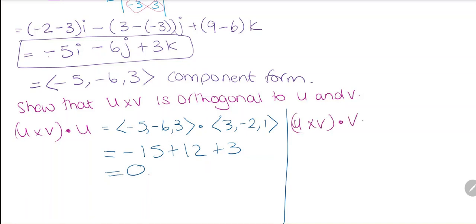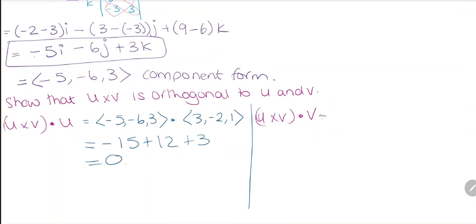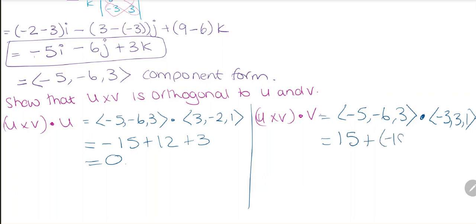Now u cross v multiplied by v. So this is going to be minus 5, minus 6, 3 multiplied by v. And the question says minus 3, 3 and 1. So we need to multiply. So minus 5 times minus 3 is plus 15. So minus 6 times 3 is going to be minus 18. And 3 times 1 is 3. So we have 15 minus 18 plus 3. So this is 0. So both vectors are orthogonal.